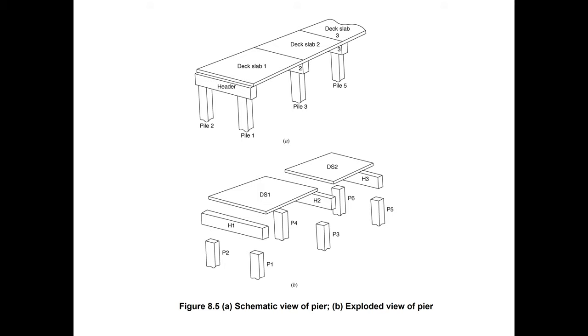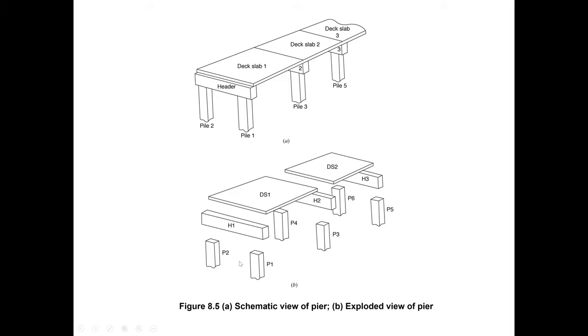So we have here pile 1, pile 2, or pier 1, pier 2, pier 5, pier 4. So it's then header 1, header 2, header 3. And then there is deck slab 1, deck slab 2, deck slab 3. Okay. So in the exploded view is all the elements I've shown separately, like P1, P2, P3, P4, P5, P6.